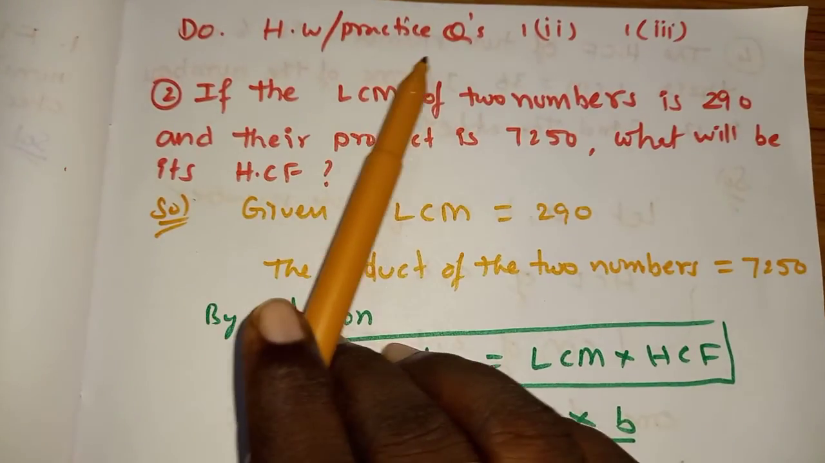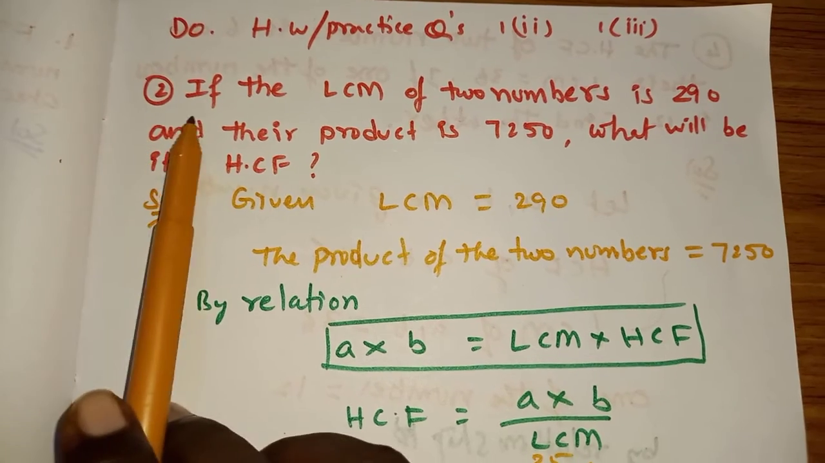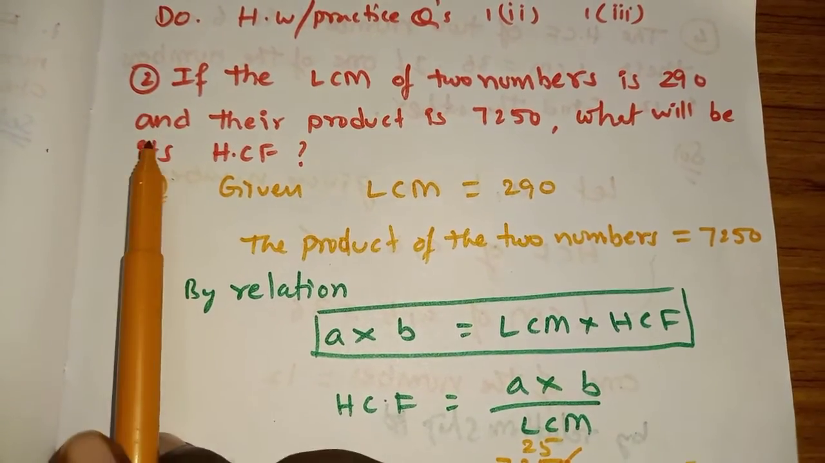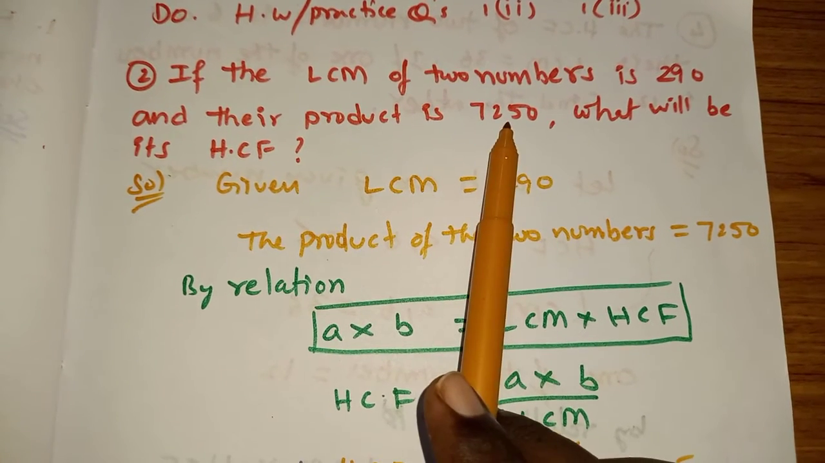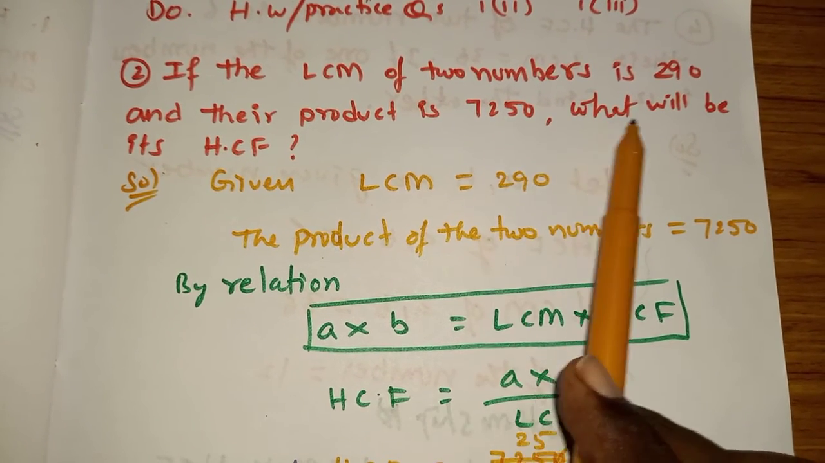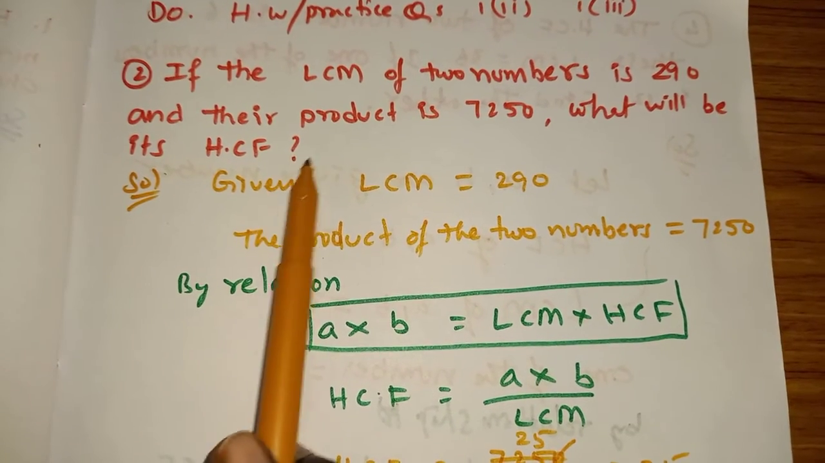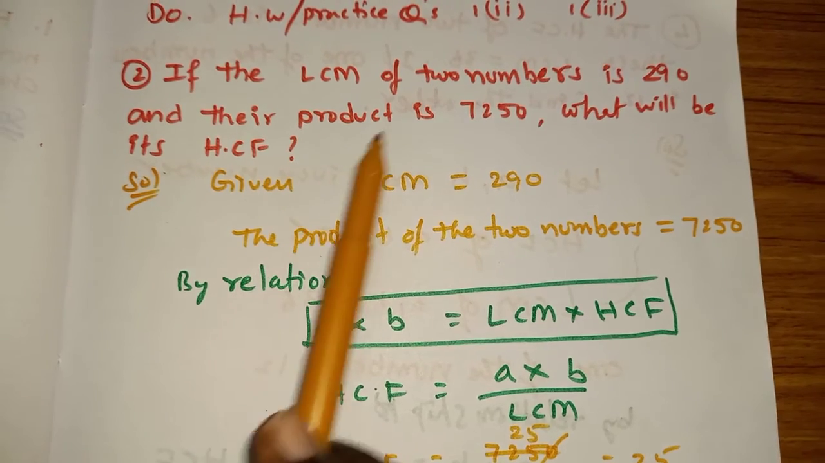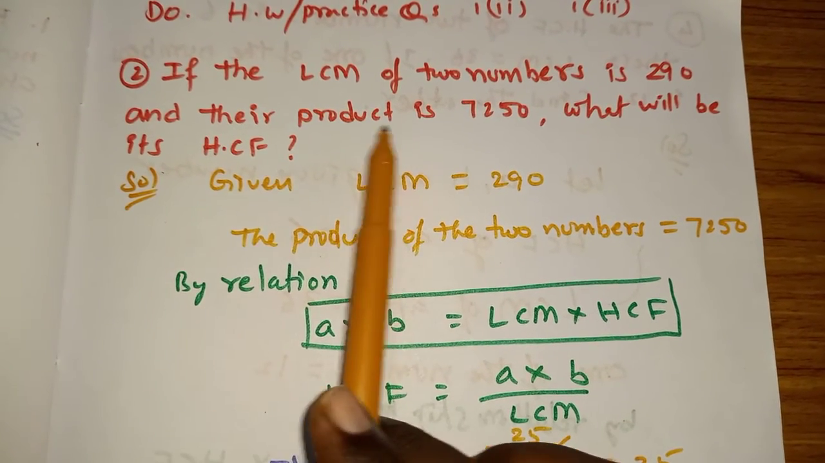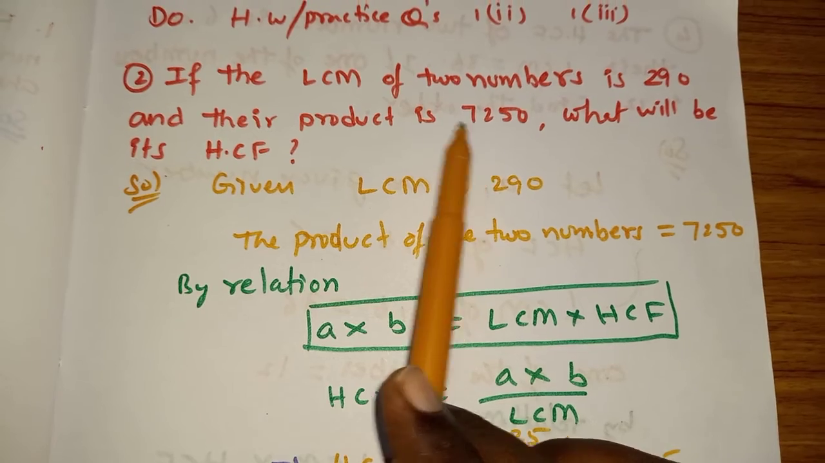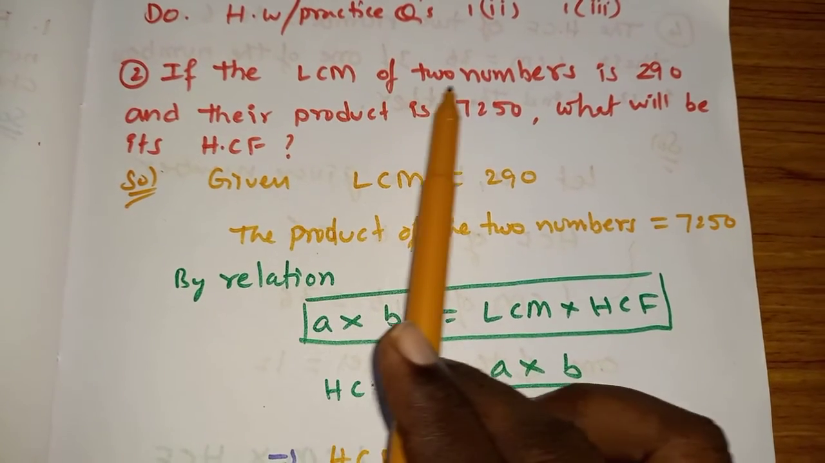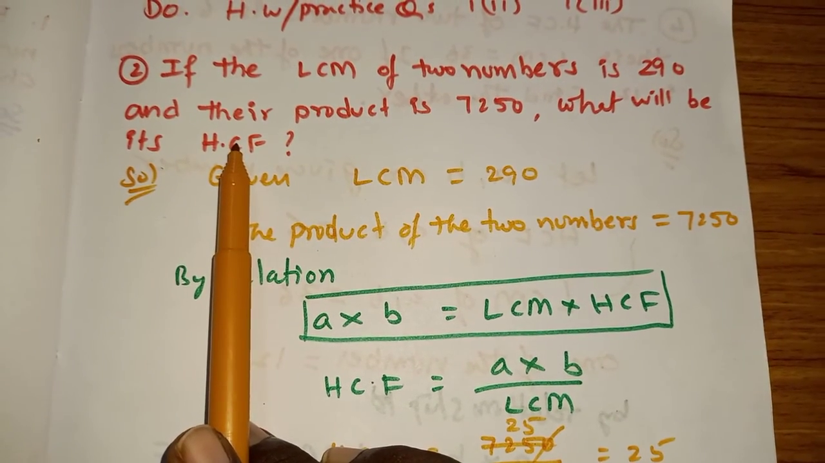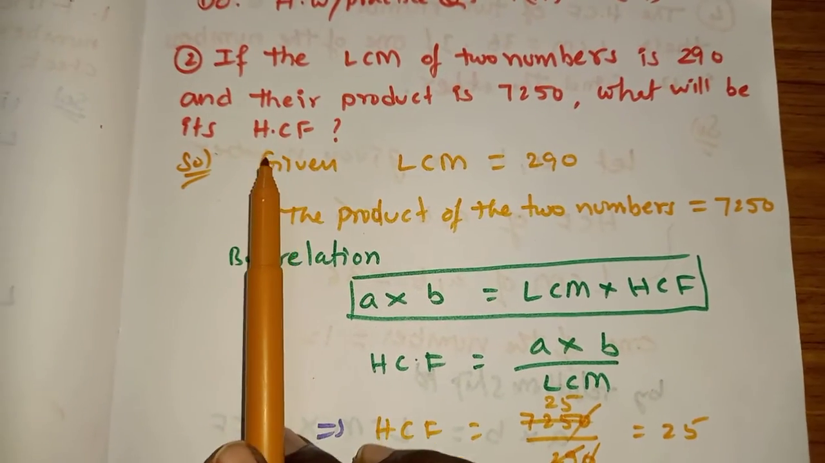Do homework or practice questions. Second question: if the LCM of two numbers is 290 and their product is 7250, what will be its HCF? We already did this model in the example. Here the product of the numbers is given and the LCM of the two numbers is also given. We need to find the HCF. We can find this easily by using the relationship.